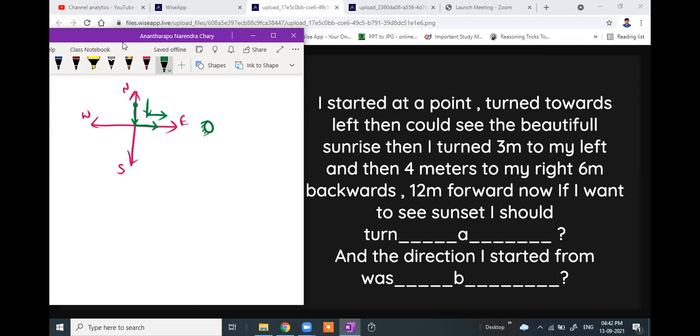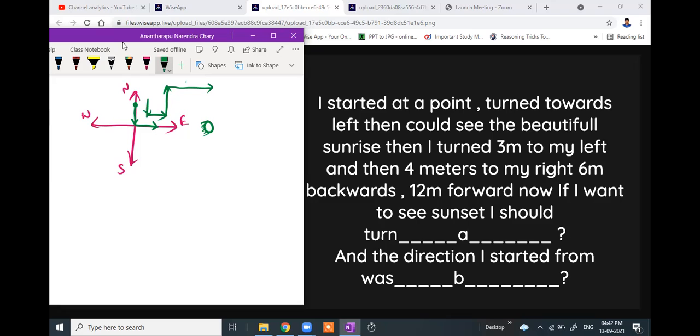So he turned, and then I turned 3 meters to my left. So again he turned towards north, and then 4 meters towards my right, I guess. So he turned towards his west. Oh yeah, sorry, he turned towards his east. Towards east, then 6 meters backwards. So does it mean, sir, that he's going back to south? No, backwards means if you are facing north and turn your back, you will be facing south, right? No, sir, the person is not turning his back. He's just moving straight backwards. He is facing east, right?